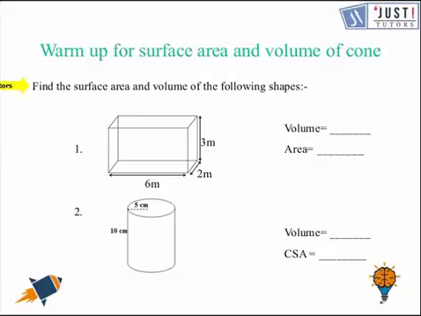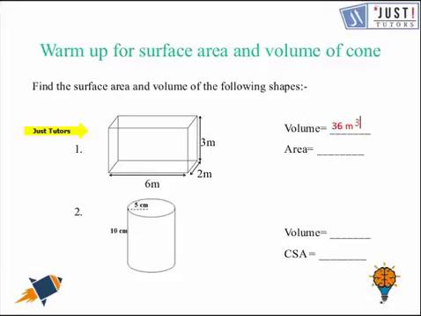In this question, we need to find the surface area and volume of a cuboid. Let's start with volume. The volume of a cuboid is length times width times height. So 6 times 2 is 12, times 3 equals 36 meters, and because it's volume, it's 36 meters cubed.